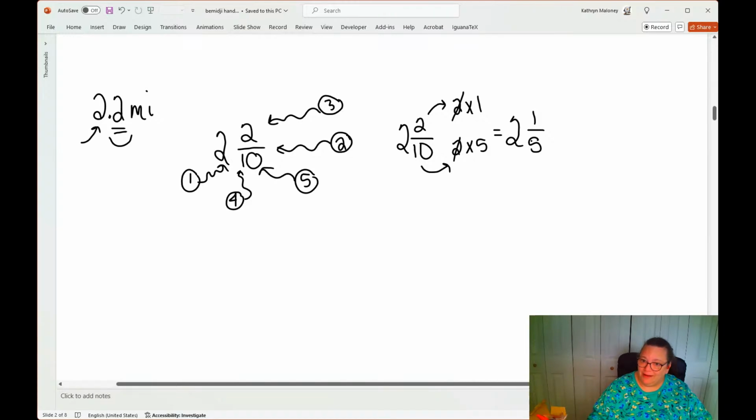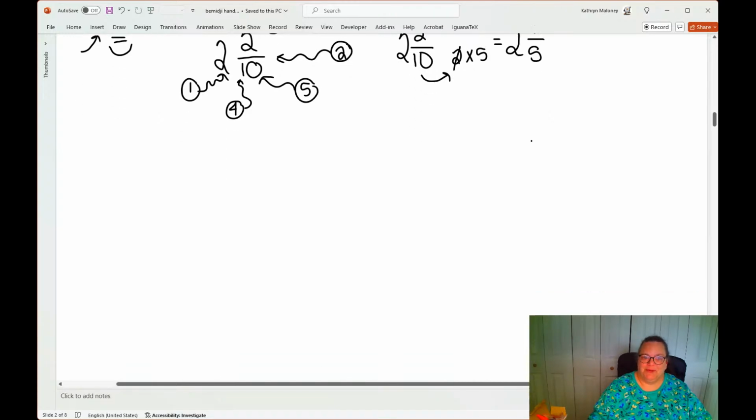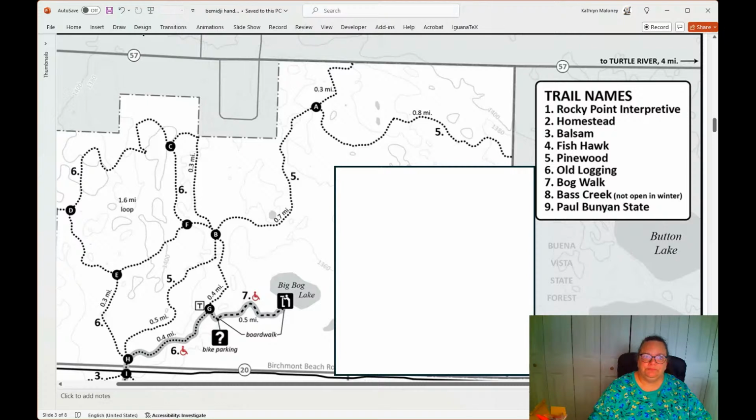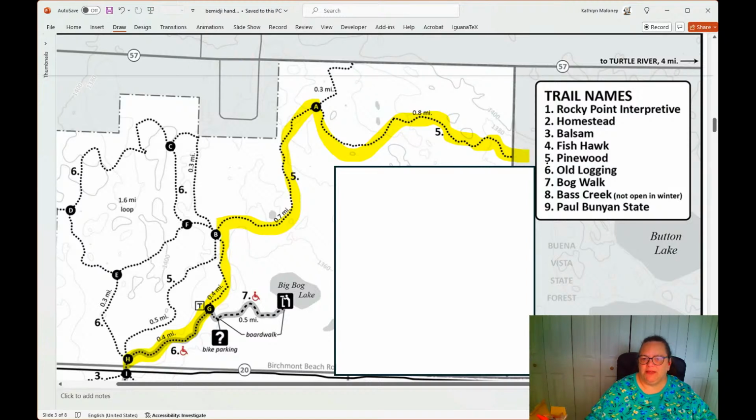Now that we have that one, let's try another one. Okay, here we are. I'm going to get my marker again. This time, we are going to walk from H way down here, and we're going to walk into the state forest that's right next door. We're going to pretend that maybe we have a campground over there.